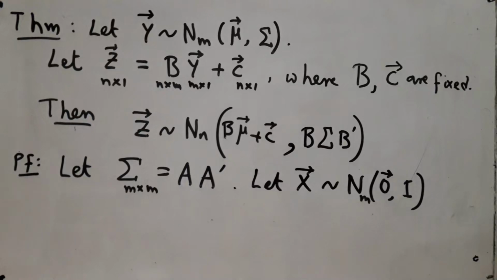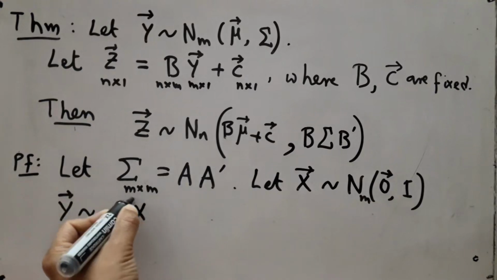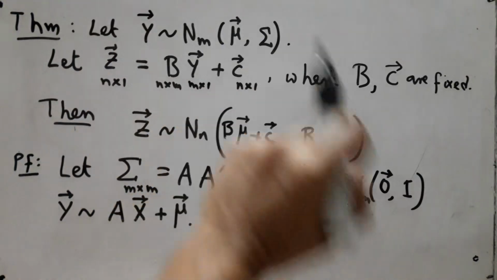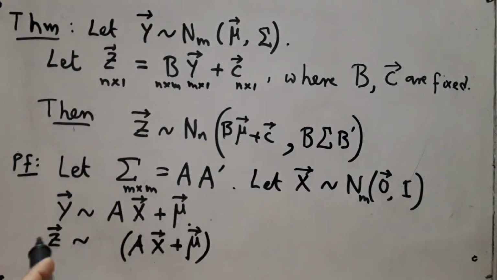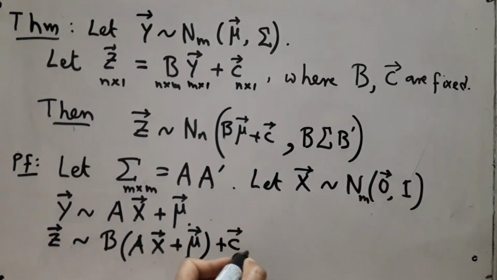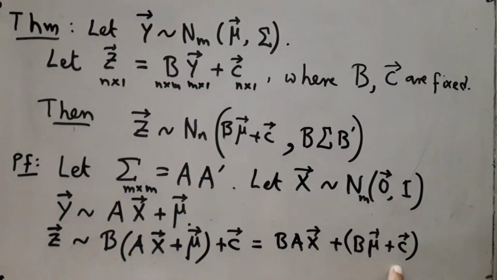And then I know that y has the same distribution as A times x plus mu. That is exactly the definition that we had given, which combines both the singular as well as the non-singular case. Now, what I am doing is I am obtaining Z, multiplying by B and adding C. So, Z will have the same distribution as, I am writing this in place of Y, I will pre-multiply by B and add a C. And what is that? That is BAX plus B mu plus C. This part is random, this part is fixed.